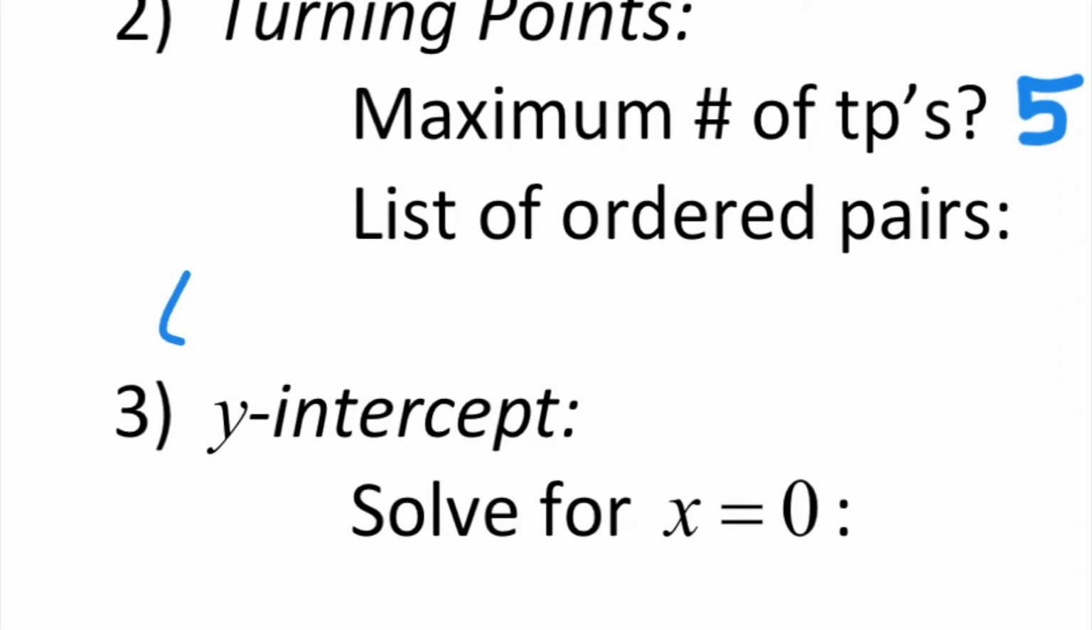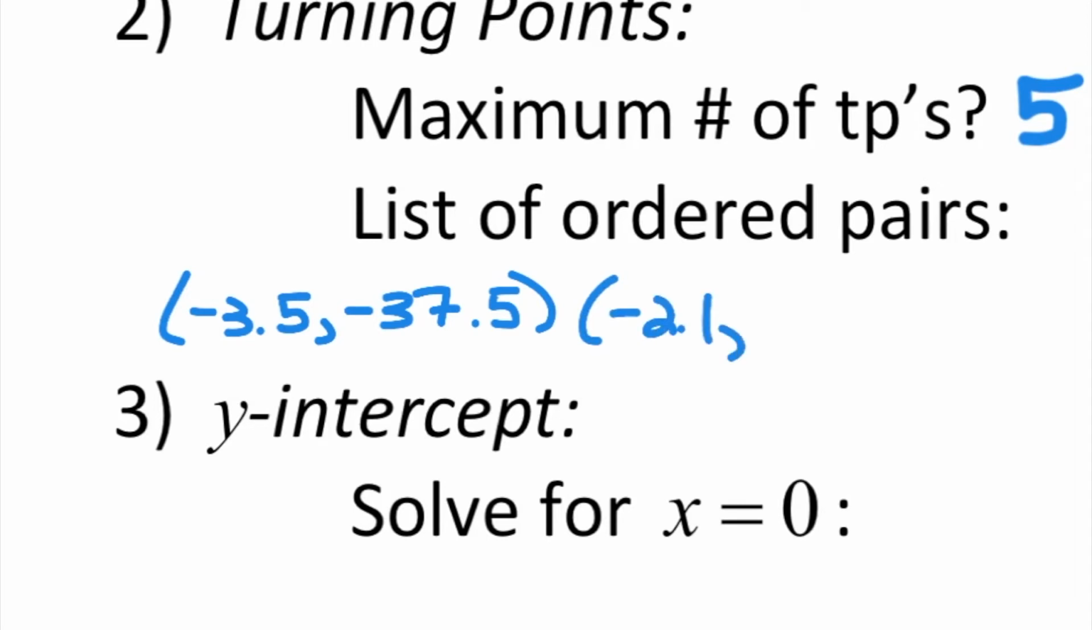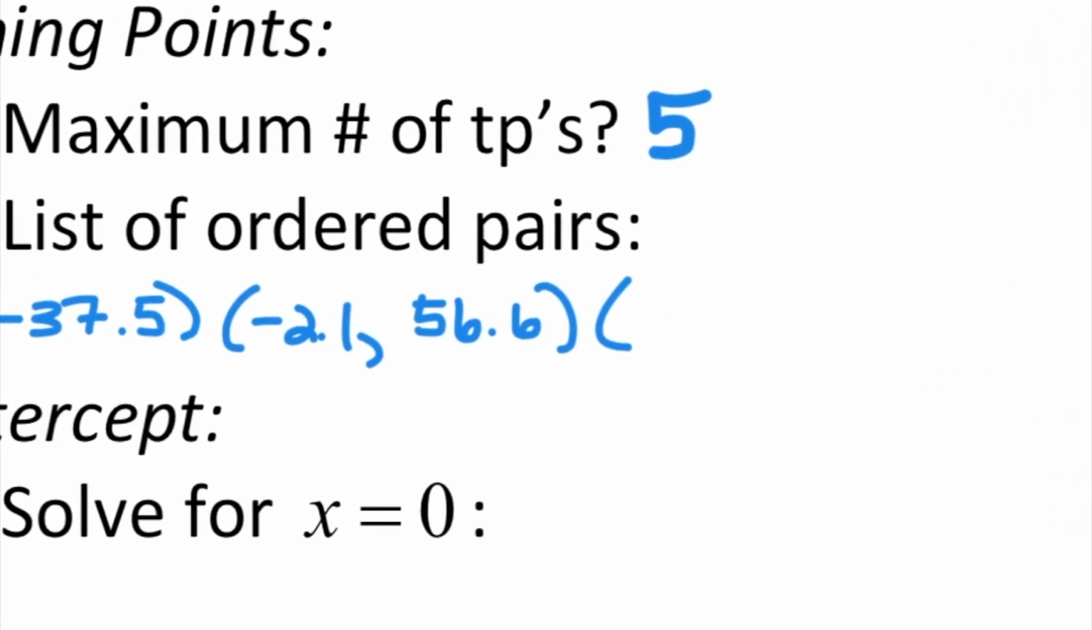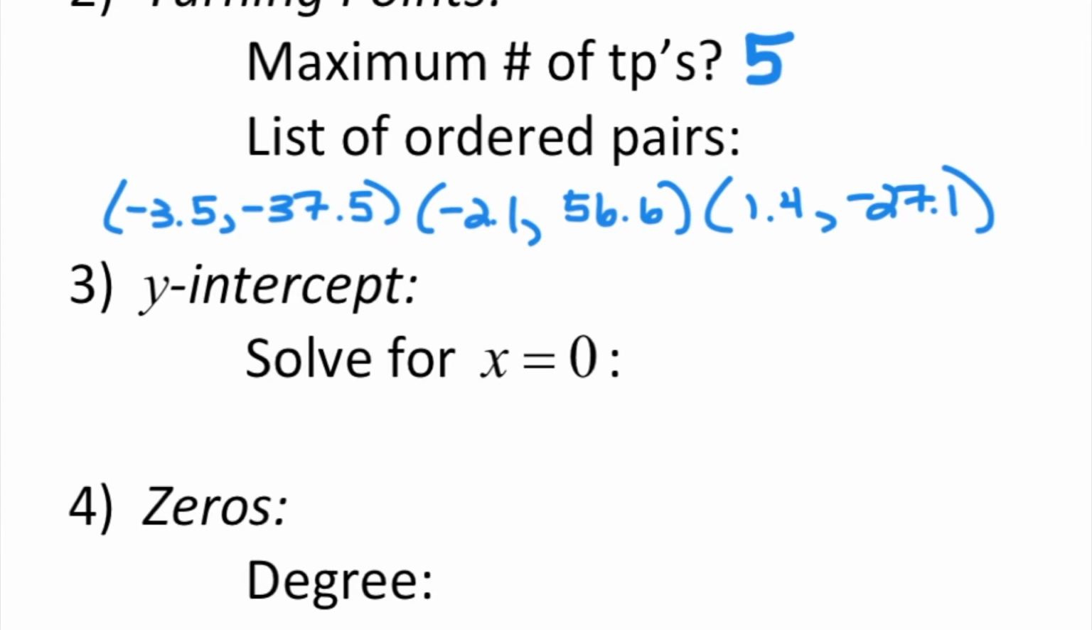So list the ordered pairs. I have -3.5, -37.5. That'll be fun to graph. -2.1, 56.6, even more fun to graph. And 1.4, -27.1, also a blast to graph. So go ahead and graph those 3 points right now.